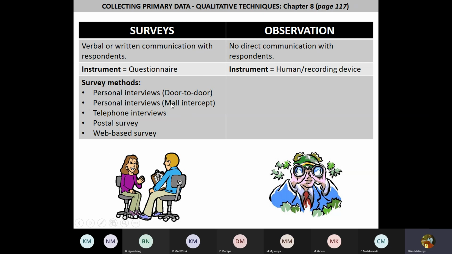It's 4 methods. You'll see the first one is divided into 2. It's 4 methods: personal, telephone, postal, as well as web-based survey, and apply to a specific case study depending on the reason behind it. So we're gonna look later on into how you choose the appropriate one.